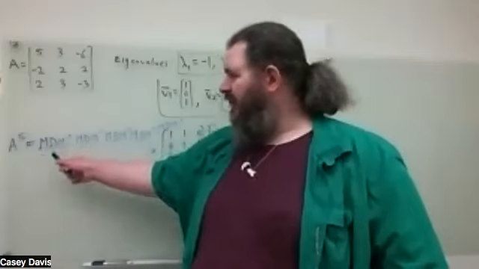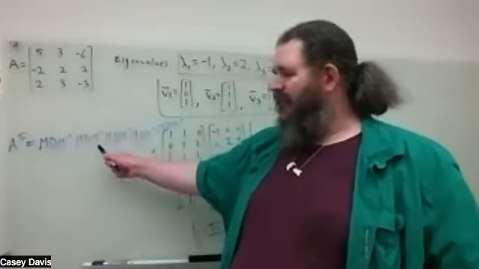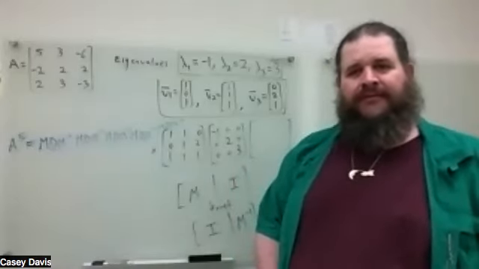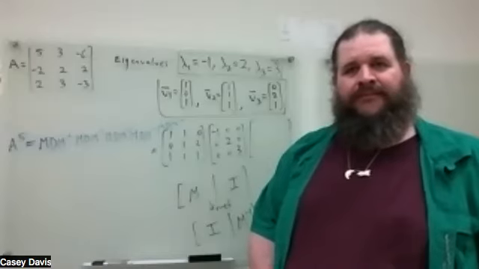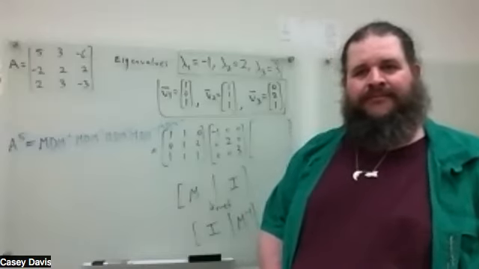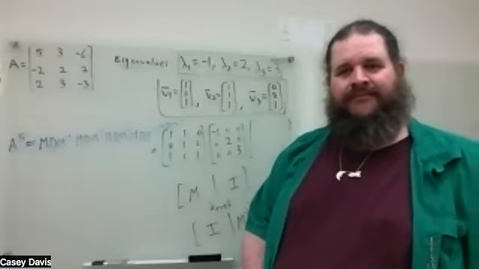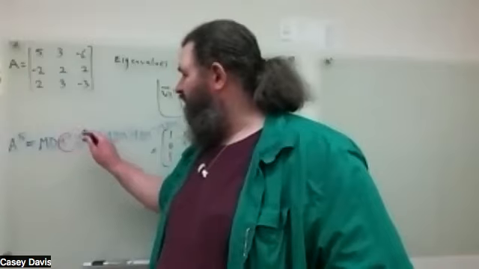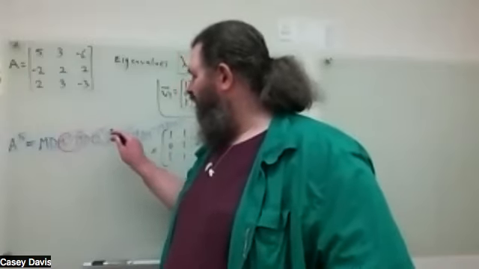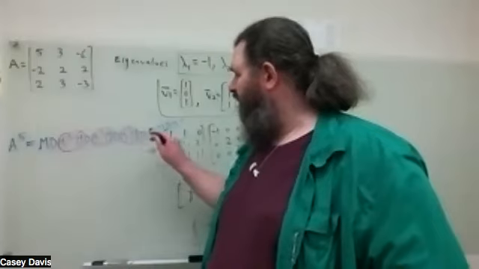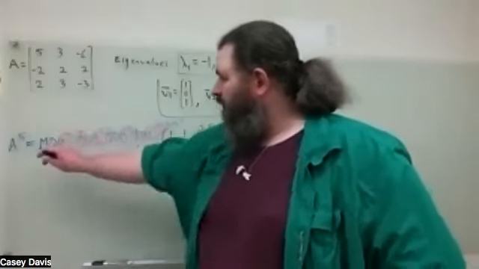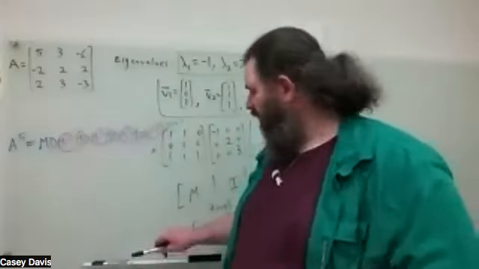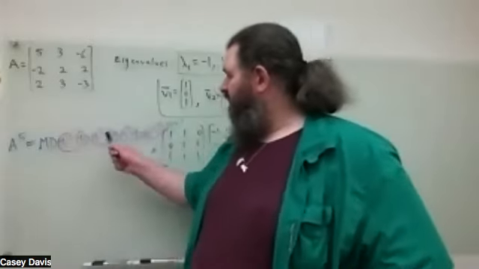You got M times D times M inverse times M times D times M inverse and so on. What's going to cancel out? Yeah, anytime you've got M inverse and M directly multiplied together, they cancel out. M inverse times M is the identity matrix. The first one and the last one are still there because they're not directly multiplied by each other. There's all these D's in the way. But all that's left is D times D times D times D times D.